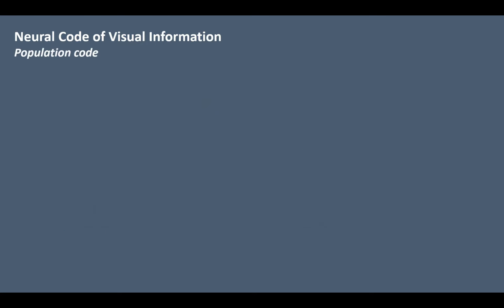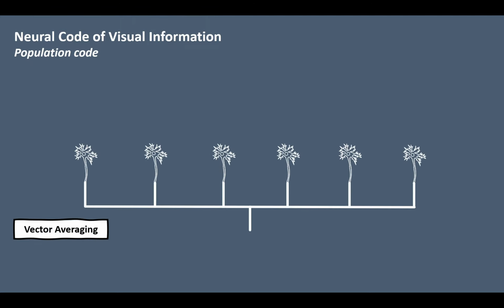In the population code, visual content is represented at each stage by a pattern of activity across the local population of neurons. Population coding has been modeled in various ways. The most prevalent model is called vector averaging. We can illustrate population coding with a population of orientation selective cells. Each of them responds optimally to a line with a specific orientation.